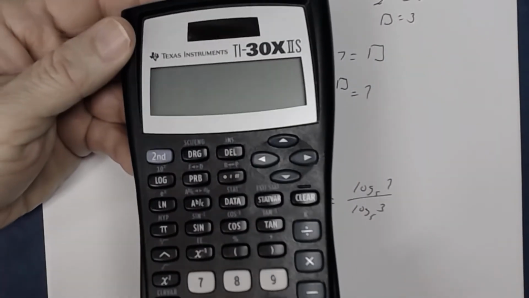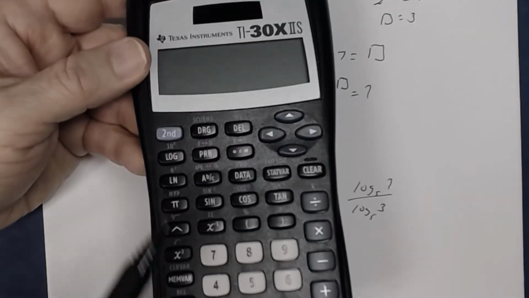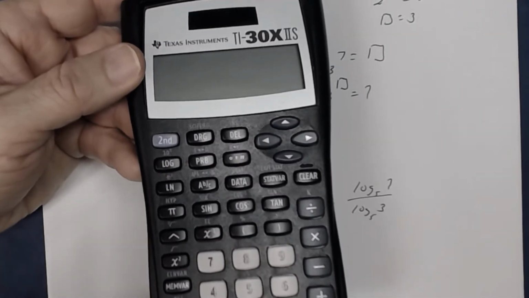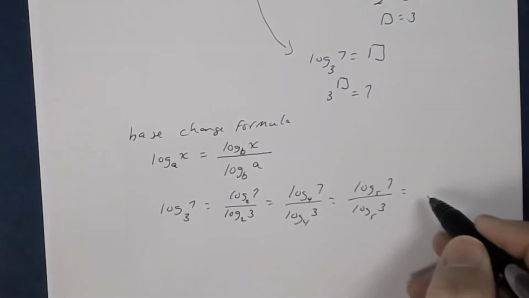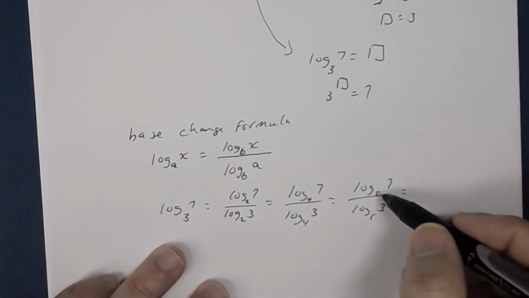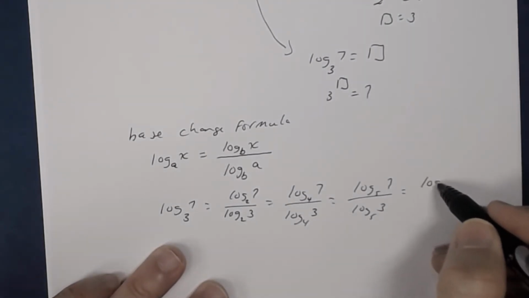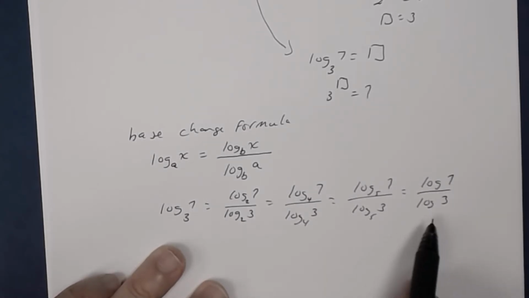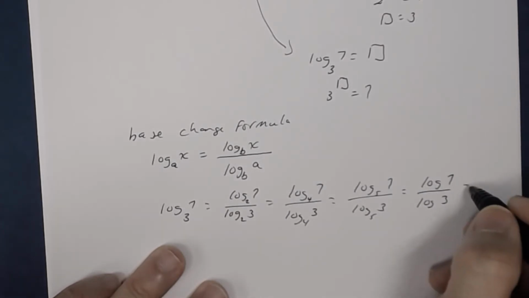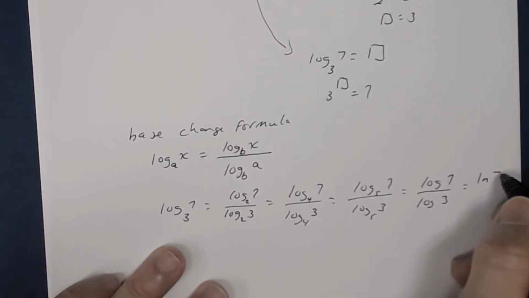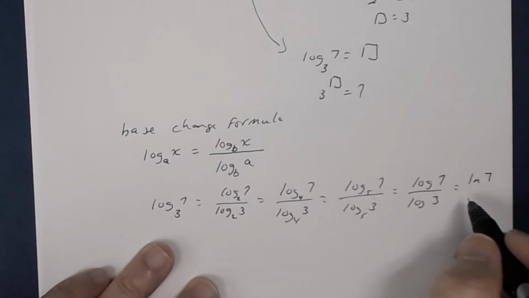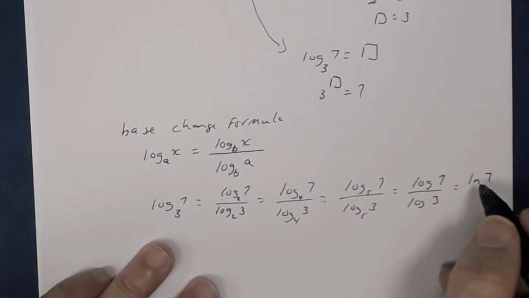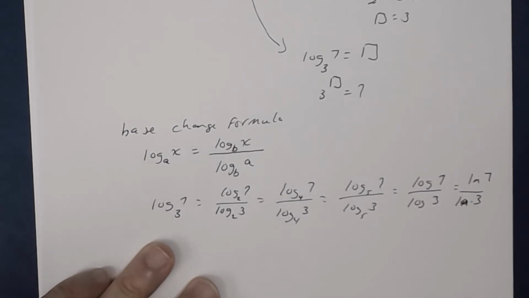What base does your calculator use? Well, your calculator uses base 10 or base e. So I can do this also. I'm going to convert that to base 10 then. So I can write this as log of 7 divided by the log of 3. That is base 10. I could also convert that to the natural log, so base e. But remember, we prefer to write ln for base e. So natural log of 7 divided by the natural log of 3.